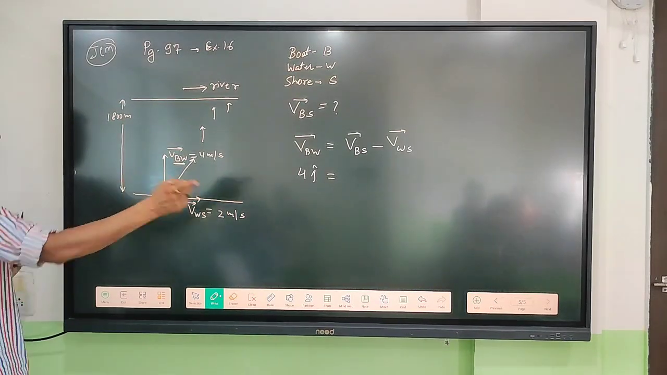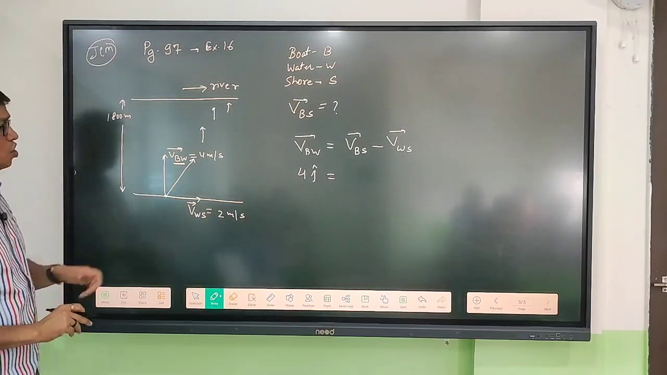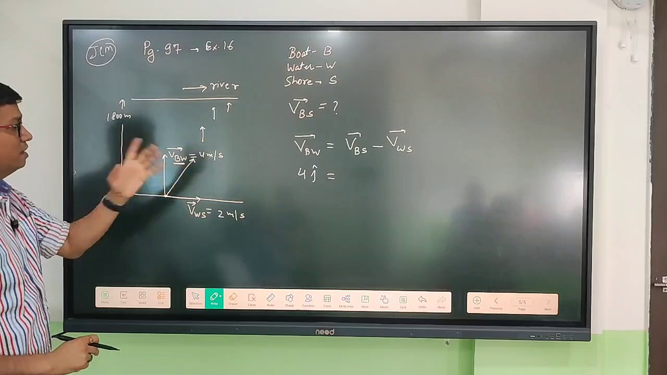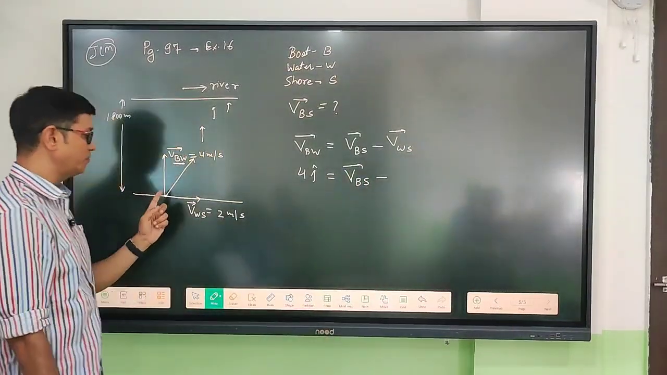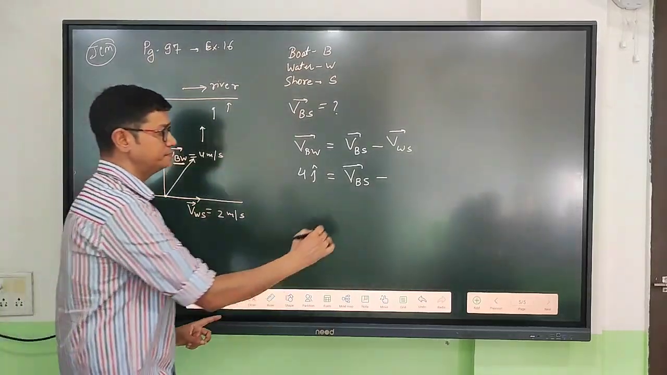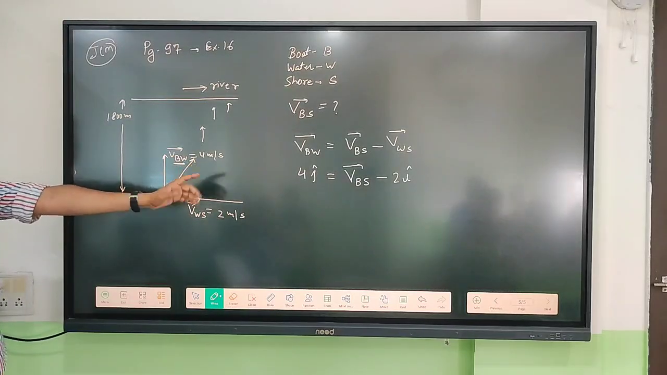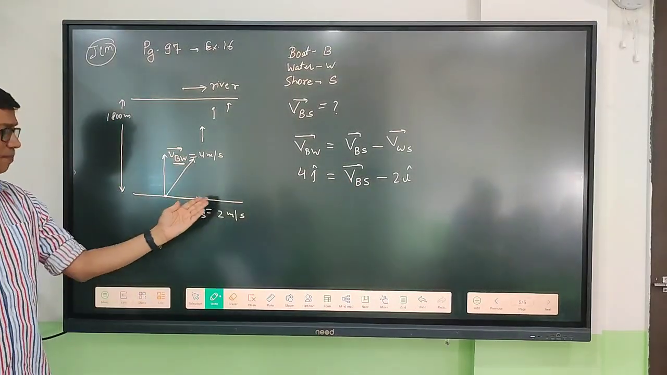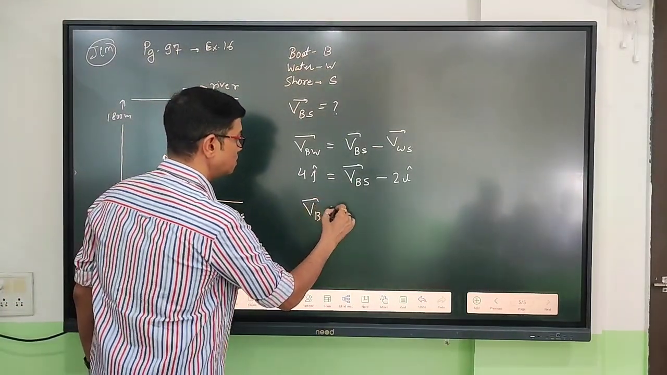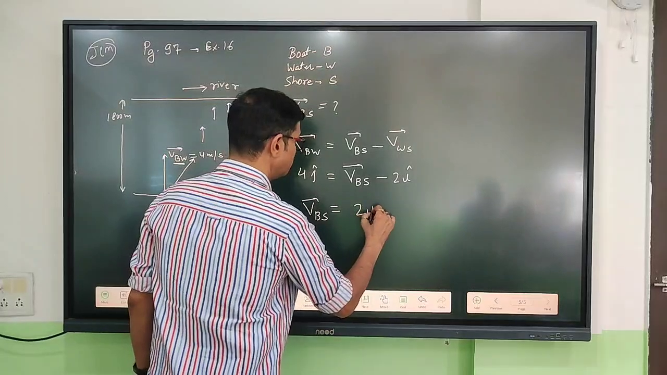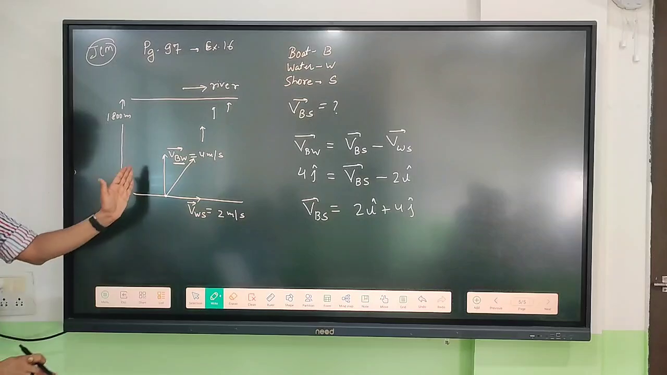Why did I say 4j cap? Because the problem says that relative to water it is going perpendicular to the stream. VBS is going to be whatever. You have to find that out. This is our target. Minus VWS. VWS is 2i cap. Just put the information as it is. It was minus so I did minus, and this i cap is positive i, so here VBS comes out to be 2i plus 4j.